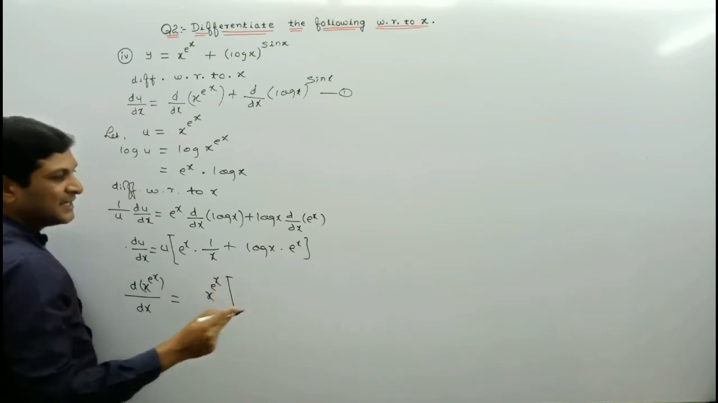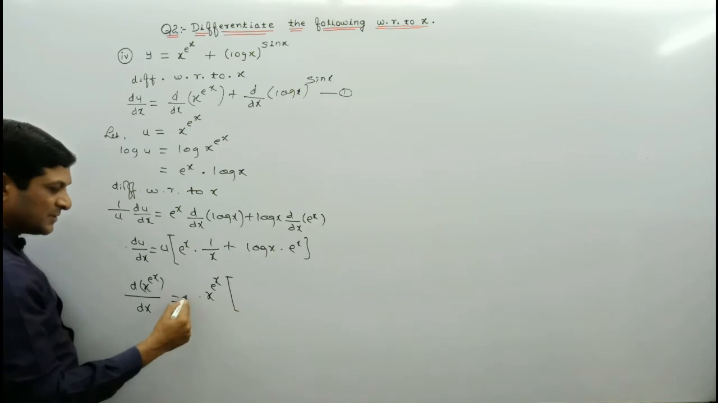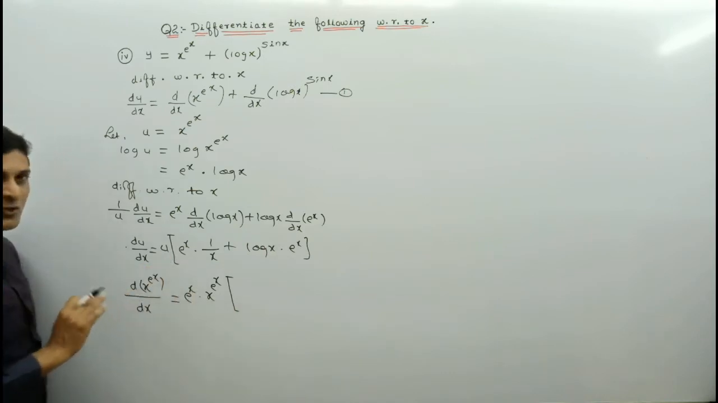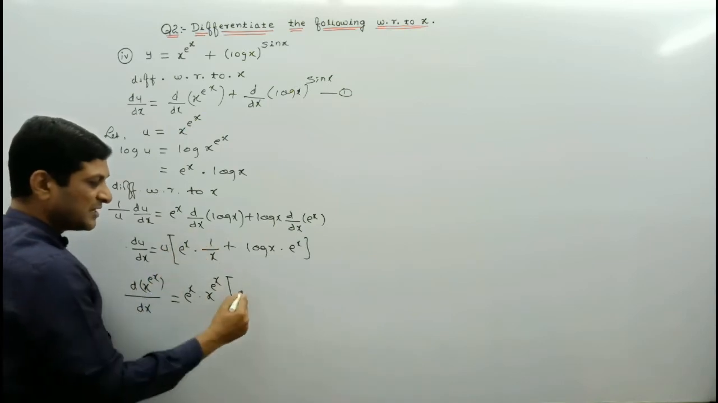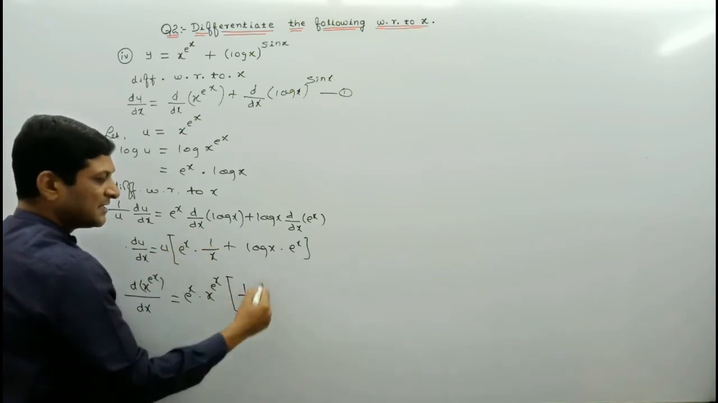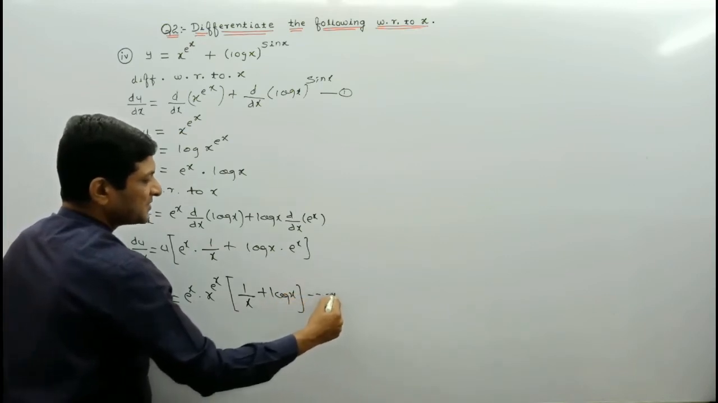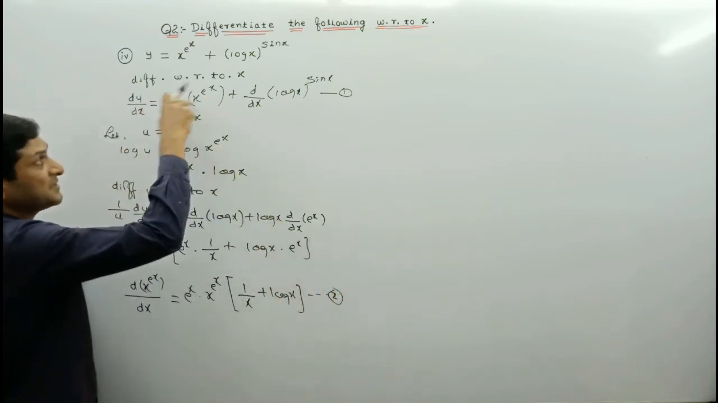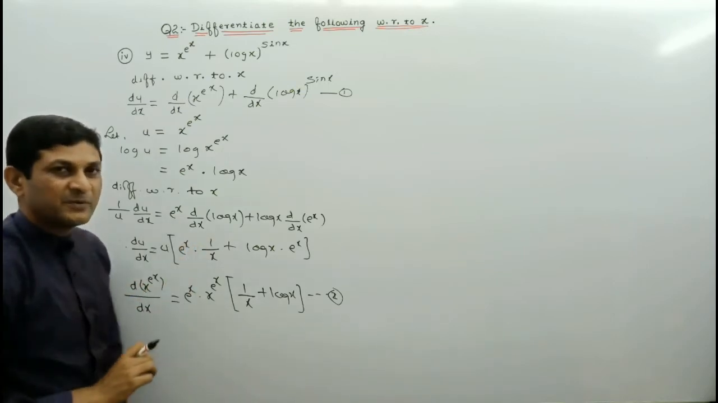Now if you observe both the terms, can I take e raised to power x common from both terms? Yes, we are able to take e raised to power x common. If we take e raised to power x common from the first term, the remaining term is 1 by x, and here the remaining term is log x. This is nothing but the differentiation of the first function, the first term. So the differentiation of the first term is known to us. We have denoted it by equation number 2.